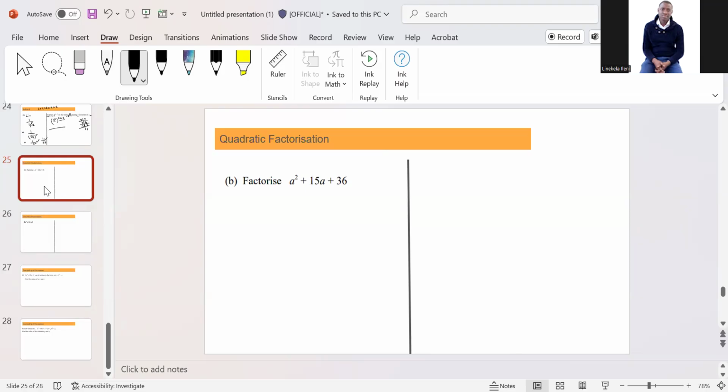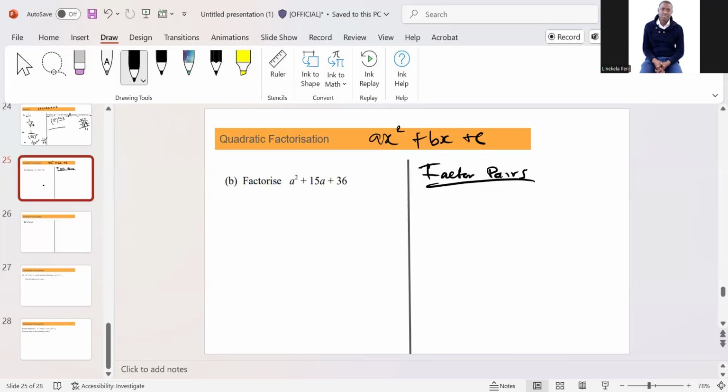Now, factorizing, or quadratic factorization, really, guys, we need to always find what we call our factor pairs. Be careful with this, and be very good with your factors also. So in this case, we've got a squared plus 15a plus 36, and we need to factorize this. We know it's a quadratic because it's in the form of ax squared plus bx plus c.